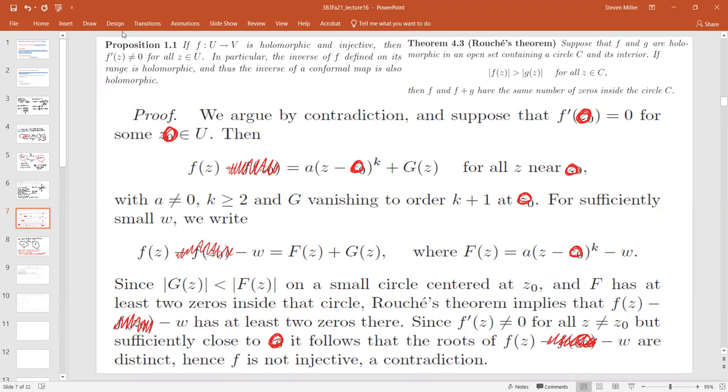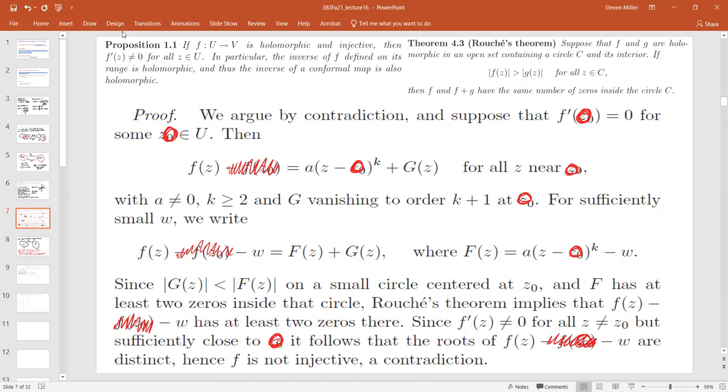Well, when you look at g of z, because we have our series expansion, g of z has to have at least a z to the k plus 1. So if you're really close to z equals 0, g of z is going to be much, much smaller than az to the k, because it has an extra power of z. It doesn't matter how small a is, eventually g of z is going to be much smaller. So since it's much smaller, if we let f of z be az to the k minus w, if w is a small number close to the origin, there will be k solutions to that. That means, since k is at least 2, there have to be at least 2 z's such that your big f of z is equal to w.